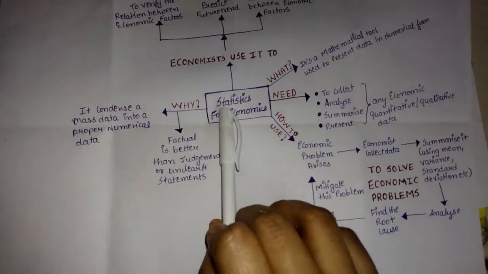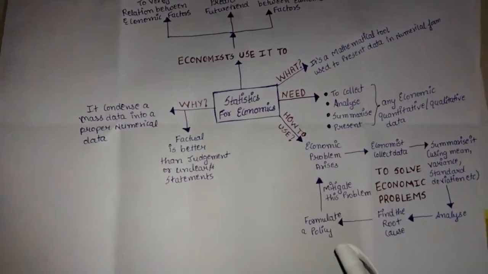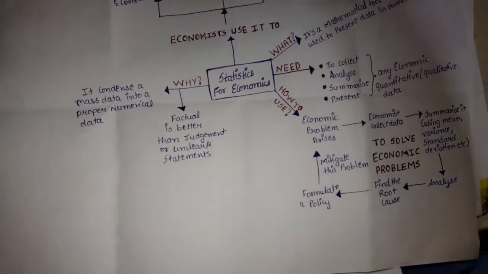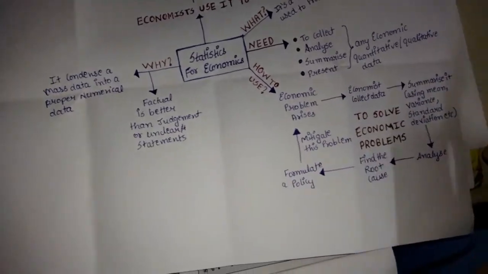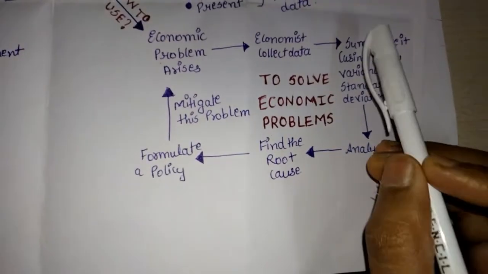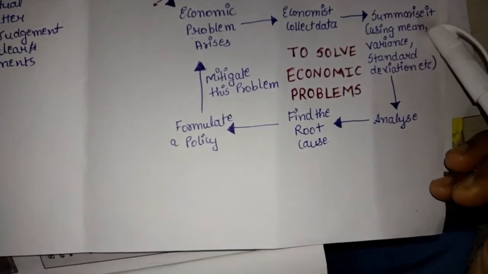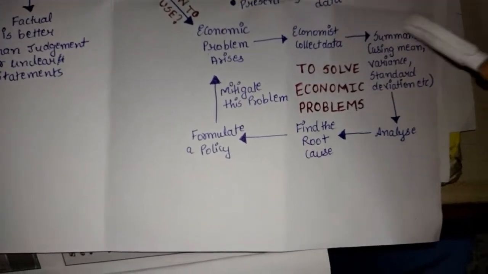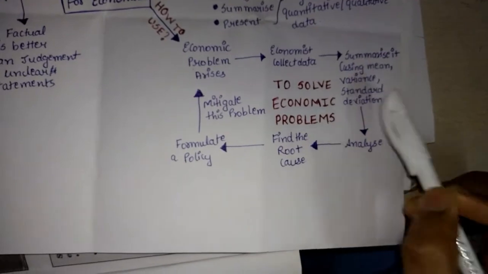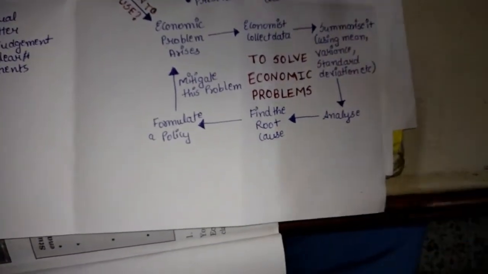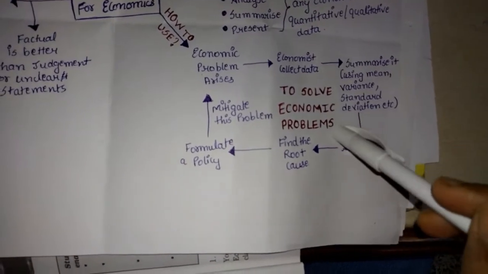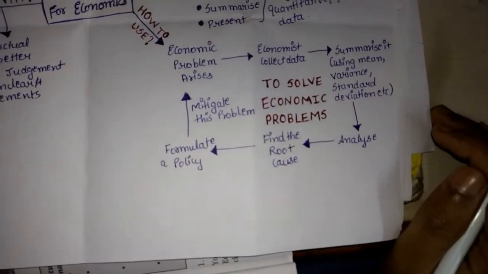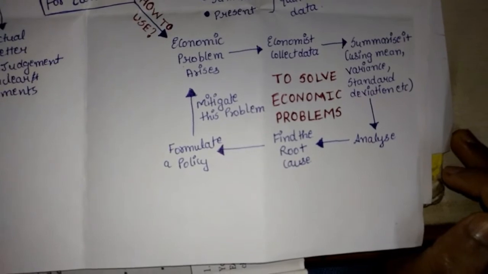So how is statistics used in economics to solve economic problems? Here the economic problem arises. Then the economists collect the particular data. Look here, they collect the particular data and summarize it using tools like mean, variance, standard deviation, etc. I will be explaining all these tools in the next video. And then when you summarize that data, the economists analyze it to find the root cause of the problem. To find the root cause is a very essential thing to do while solving a particular economic problem.